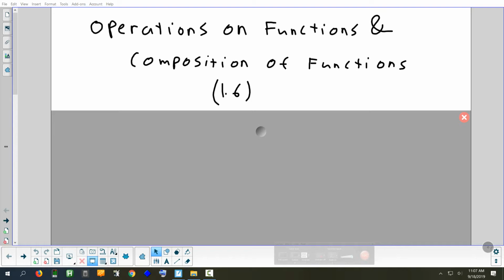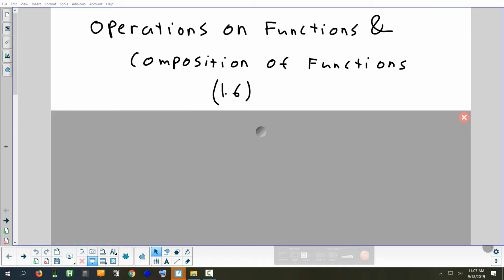Okay, so last section is 1.6, and it's basically on how you can take two functions you have, combine them together, and make a new one. We're going to look at some simple ways we can combine them, and then we're going to look at another way we can combine them, which is called composition.